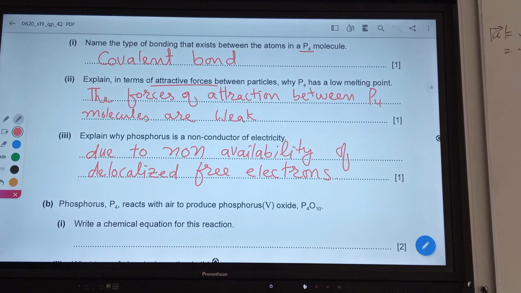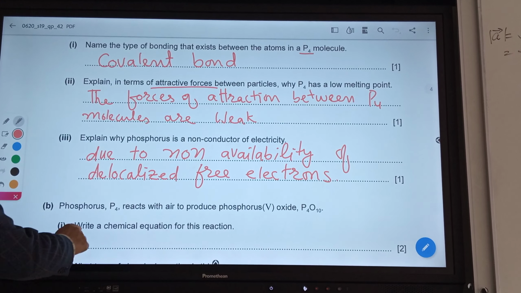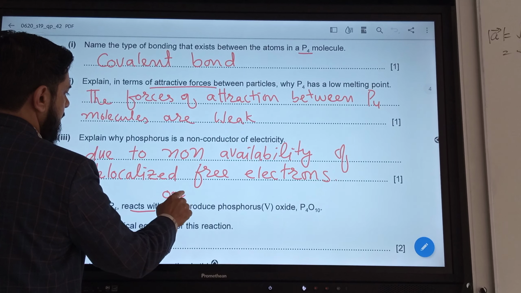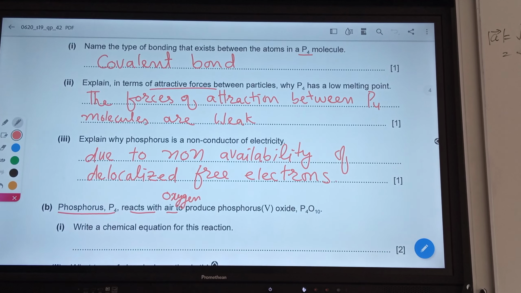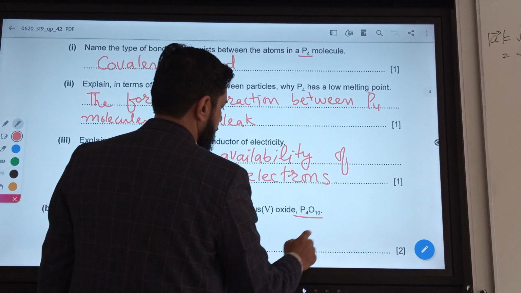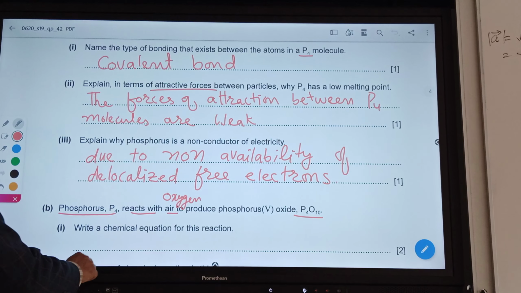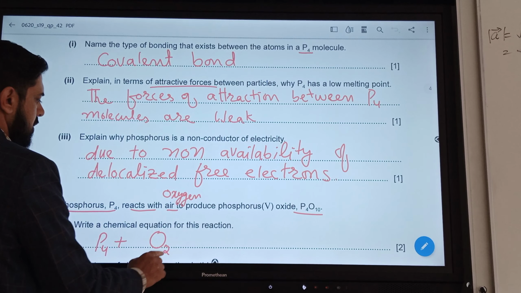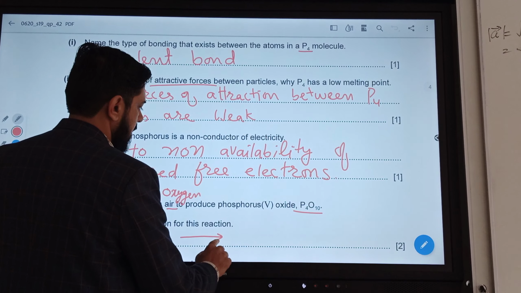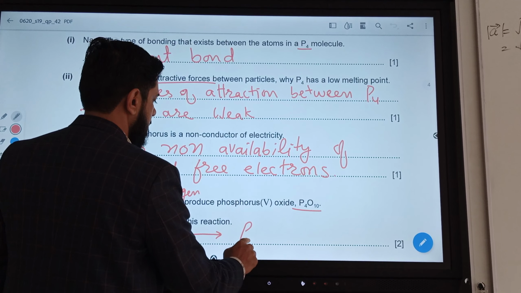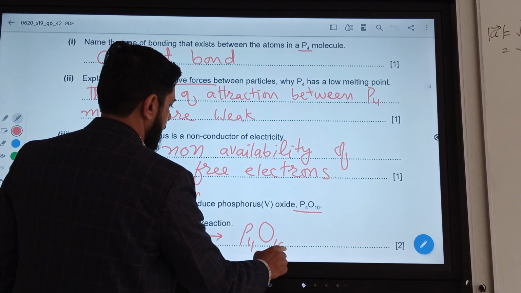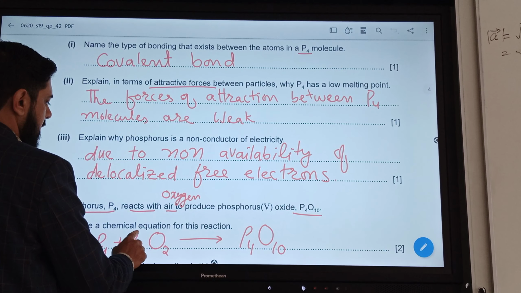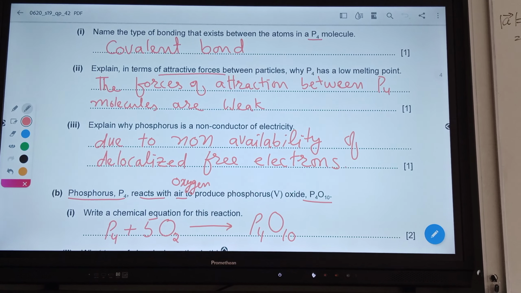Next, he says write a chemical equation for this reaction. What reaction? When phosphorus reacts with air, and remember for air we say the reactive component is oxygen, and they produce phosphorus(V) oxide. So the reactants are P4 and oxygen O2, which is a diatomic gas. When they react together, the product we get is P4O10. Now to balance it, phosphorus is already balanced. Only we need to balance oxygen, so that's why we place 5 in front of O2. Now the equation is balanced.